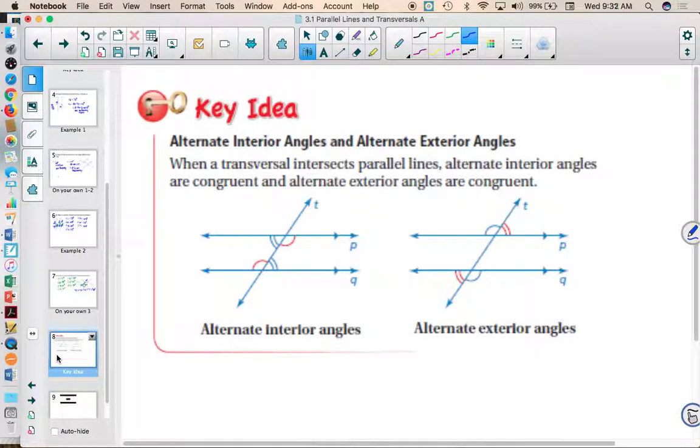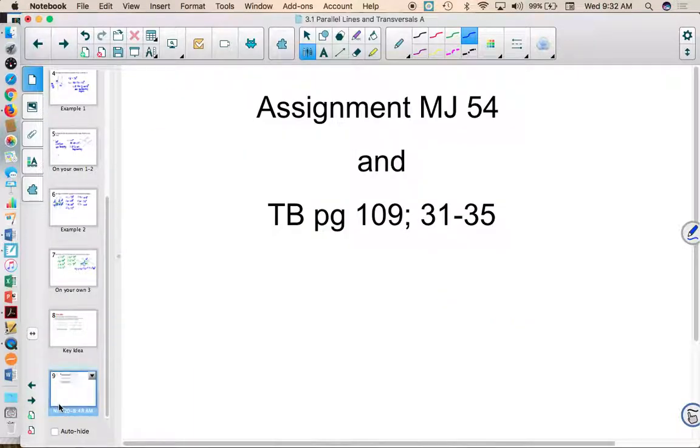We've already been talking about the alternate interior and alternate exterior. That's just the rule right there. Just showing it to you, making sure you've got it. And there's your assignment. Okay? It's not great big. It allows you to get started with it. And I don't know any reason why you're not going to be successful. I know you're going to.